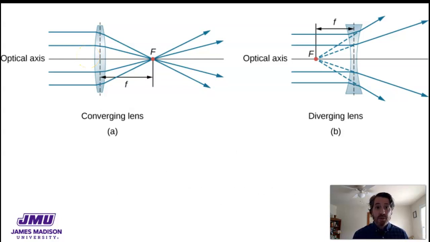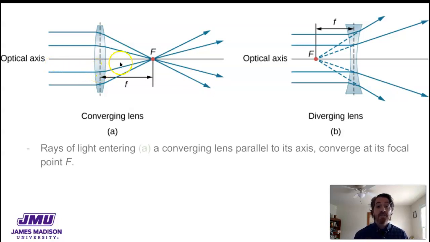Let's start with this converging lens over here. As these light rays come into the lens parallel to one another, meaning that they are coming from very far away, basically, they encounter the lens and are refracted by it, and because it's a converging lens, they converge. The point where they converge is called the focal point.